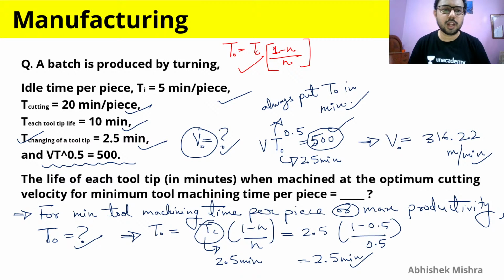And there are a lot of times given, so you can get confused about which time you have to use, or whether you have to use all the times. No, you have to only use the tool changing time, because that's the one that is there in the equation that we have to consider here to get the answer. And after finding the optimum tool life, we can just find the optimum velocity for this consideration, and therefore we have also found that.